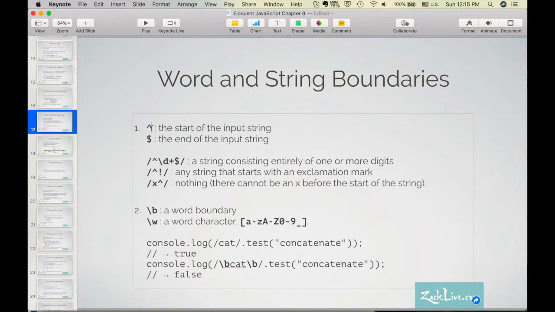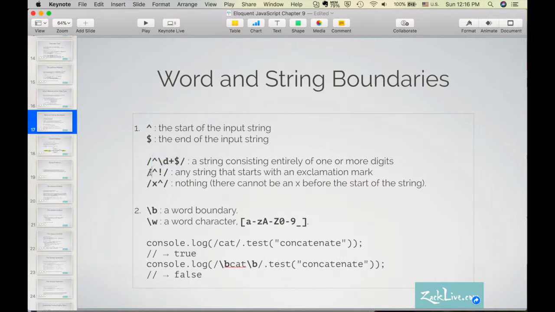So the ^ character indicates the start of a string, and the $ sign indicates the end of a string. Here are some examples. We have the beginning of a string and the end of the string, and between them, we are looking for digits. There can be more than one. So this expression means a string consisting entirely of one or more digits.